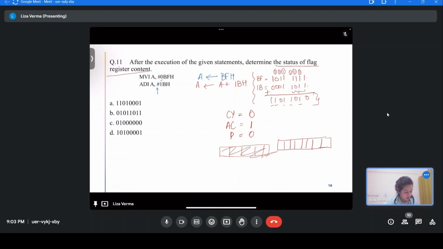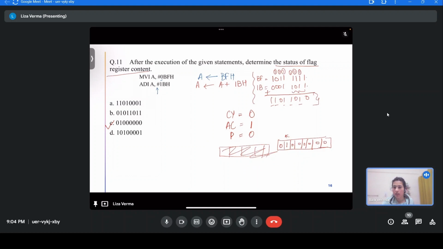Auxiliary carry is 1. Everything else is 0. So auxiliary carry is this one, and this will be your answer. Do we have this in the options? Yeah, I think option C.